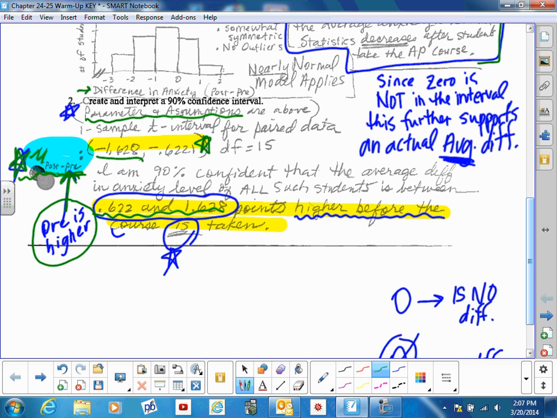Okay? So I am 90% confident that the average difference in anxiety level of all such students is between, and it's nice to go from least to greatest, 0.622 and 1.628. Since you have no sign there, you must indicate which is higher or which is lower. I just always go which is higher. I just kind of make myself always say which one's higher. It's easy for me that way. It kind of simplifies things. So I just always say which is higher. And it's this many points higher before the course is taken.